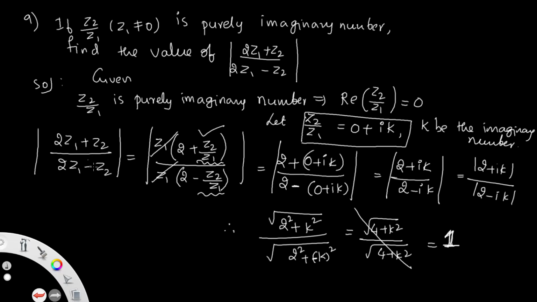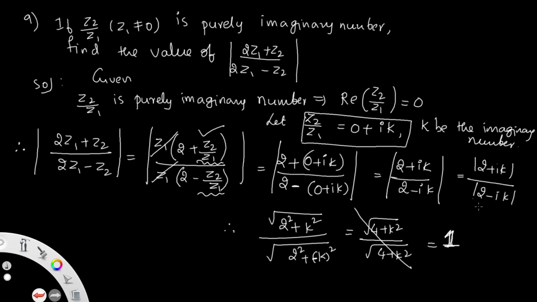Therefore, take the expression 2z1 plus z2 by 2z1 minus z2. Take z1 as common: 2 plus z2 by z1, and here 2 minus z2 by z1. Where z2 by z1 is 0 plus ik, we get 2 plus ik by 2 minus ik. It is in the form mod z1 by z2, so that is mod z1 by mod z2.